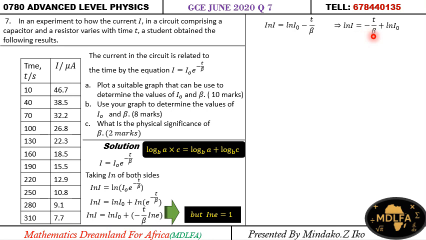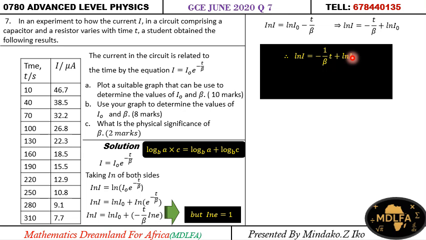From here you can clearly conclude that you are plotting a graph of ln I against t with slope negative 1 over beta and intercept ln I naught. So clearly we have ln I being equal to negative 1 over beta times t. Why did I decide to write this negative t over beta in this form? It's because it is very important, because we are actually plotting a graph from the table of values. You see that the table is just time and current, so we are actually plotting a graph of ln I against t.